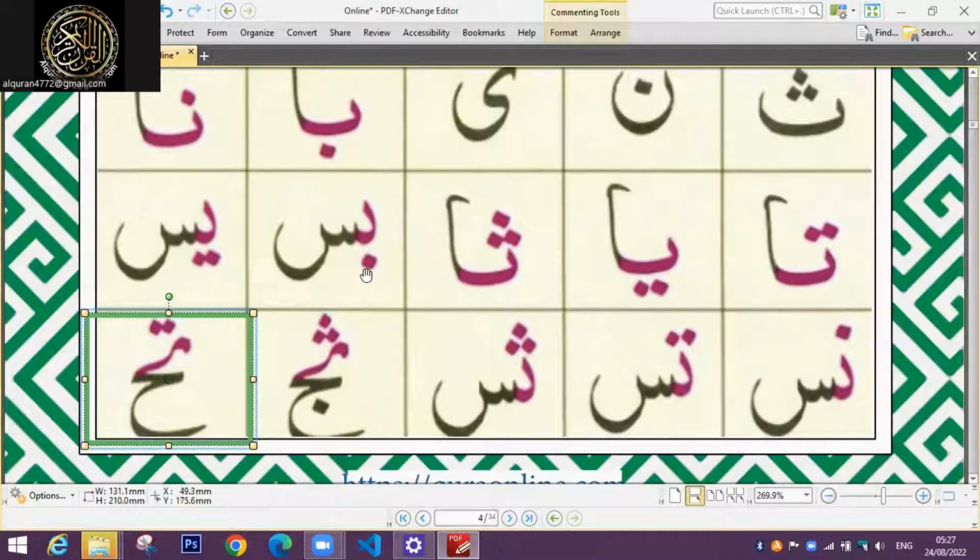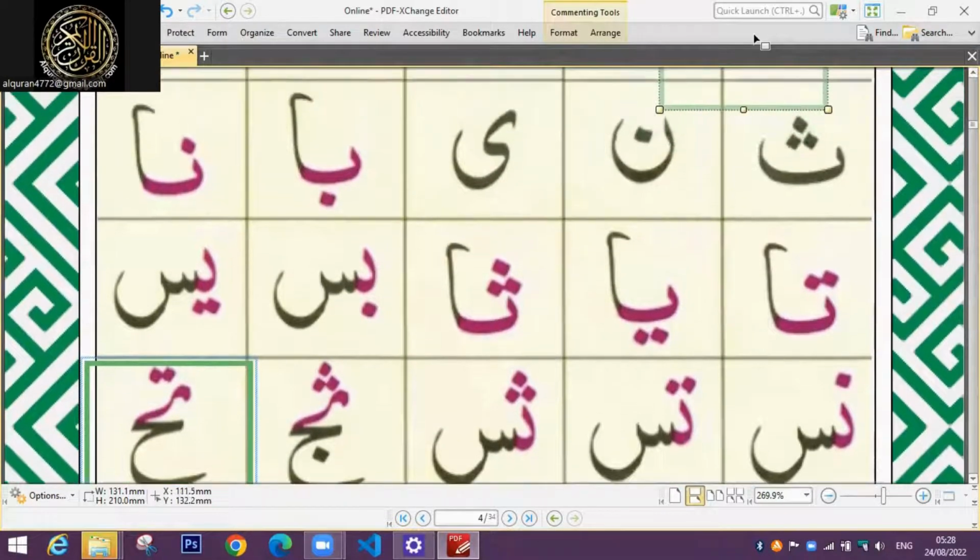So same here. Look, one dot on the bottom, ba. Two dots on the bottom, ya. If a dot is on the top, that one is called noon. If two dots are on the top, that one is called ta. If three dots are on the top, that one is called sa. Understand? Ba, ya, noon, ta, sa. Okay.